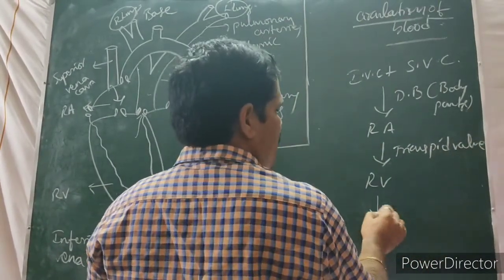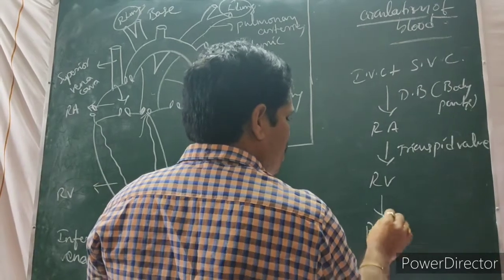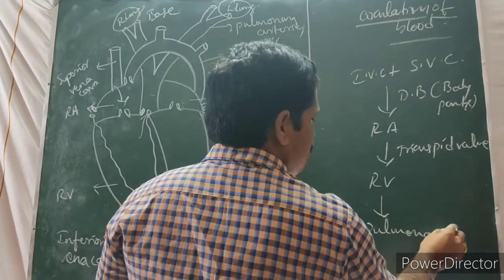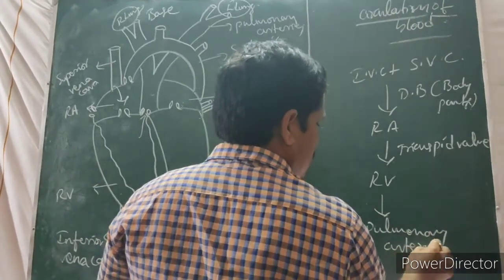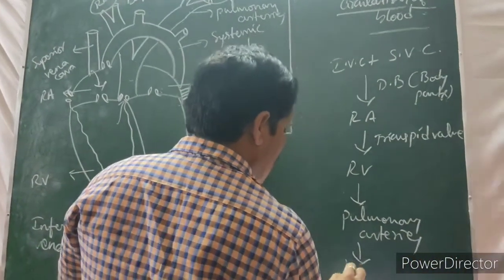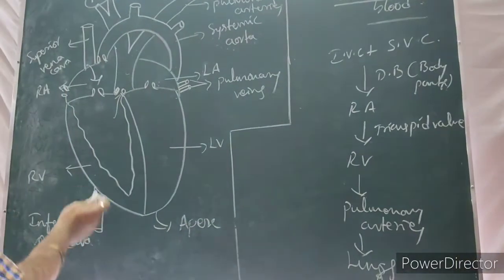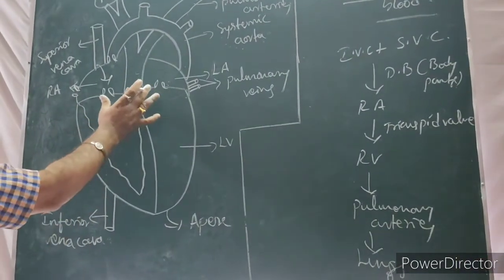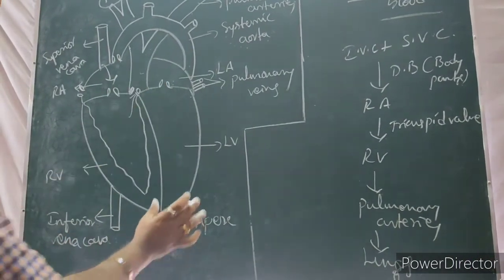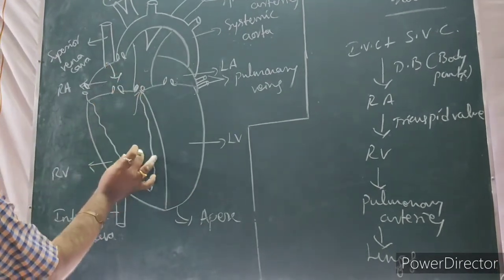Then right ventricle to pulmonary arteries. Then pulmonary arteries to lungs. Blood is entered into the lungs. See that? Whenever that atrial systole happens, blood enters from the right atrium into the right ventricle.